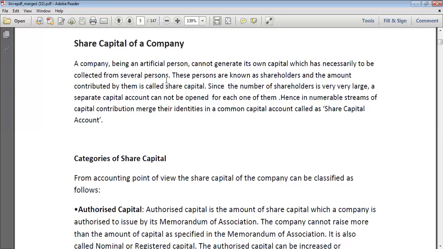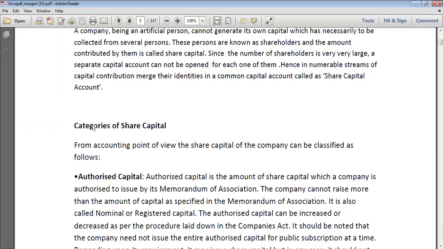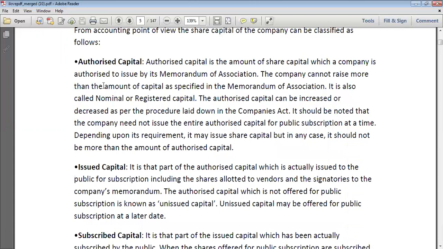Now, share capital may be of many types. We divide share capital into several parts. So let's talk about these parts. There are various types of share capital. The first type of share capital is authorized share capital. So what is authorized share capital? Authorized capital is the amount of share capital which a company is authorized to issue by the memorandum of association.